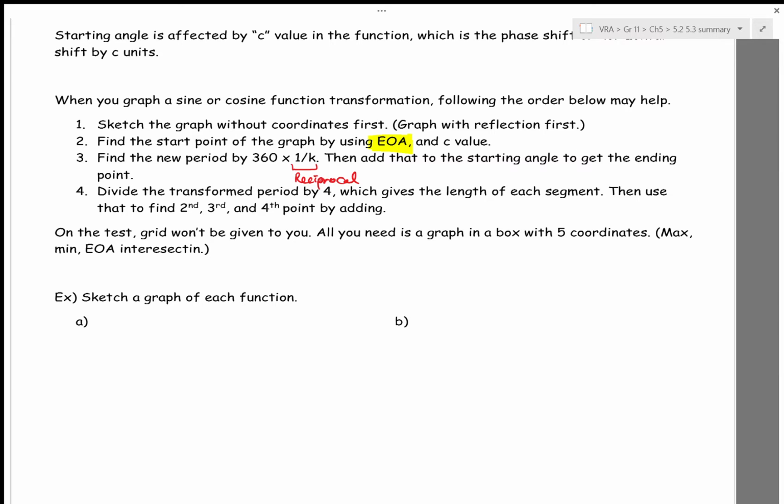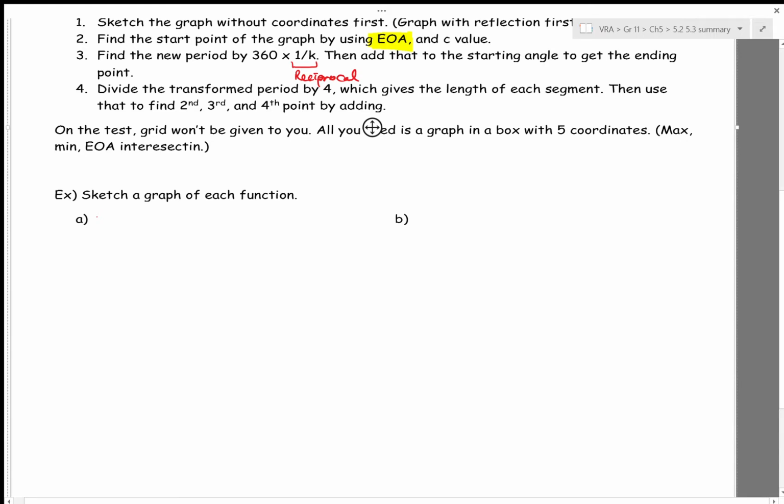Now, number 4, divide the transformed period by 4. Whichever the period is, you divide that by 4, which represents each segment from, let's say, the first point to the second point and on. Then use that to find the second, third, and fourth points by just continuing to add, okay? So let's try this. If I ask you to graph y equals -2 sine of (3x plus 90 degrees), and then plus 1.